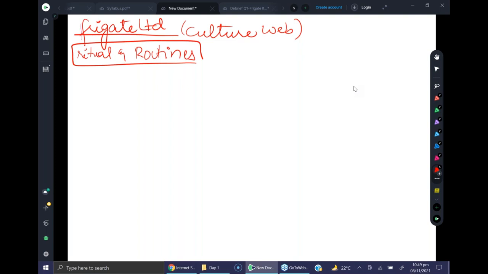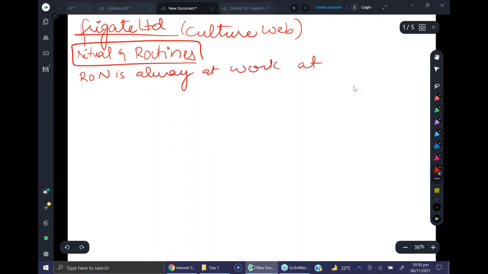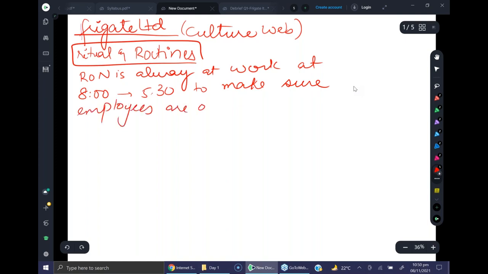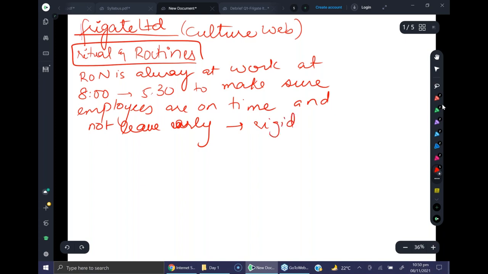Everything given in the question is kind of regular, but very specifically, Ron is always at work at 8 in the morning and then 5:30 in the evening. And why does he do that? To make sure employees are on time and not leave early. What does this tell us about the culture? A rigid, inflexible culture where timings are super important, kind of.